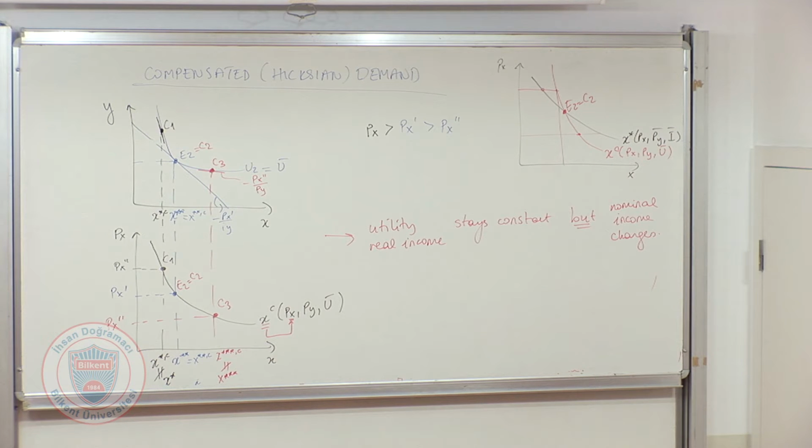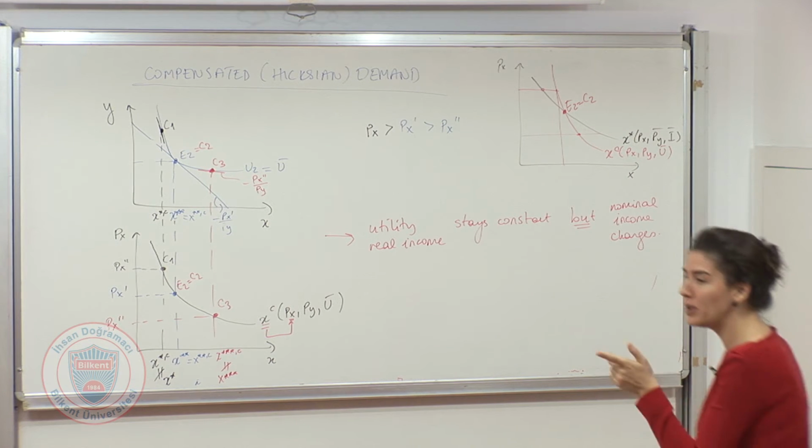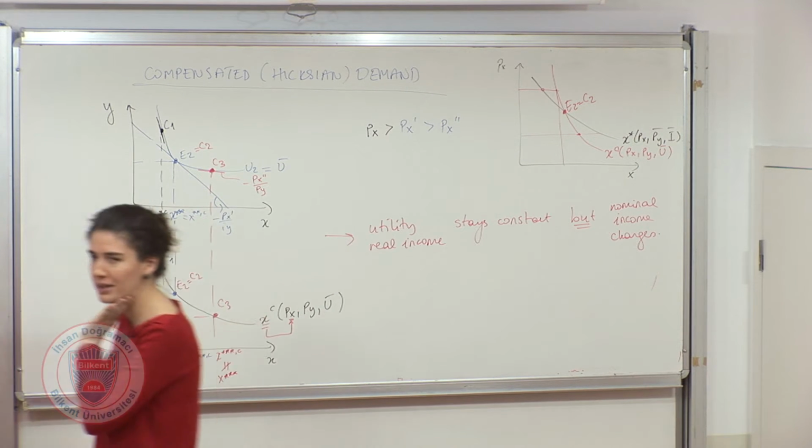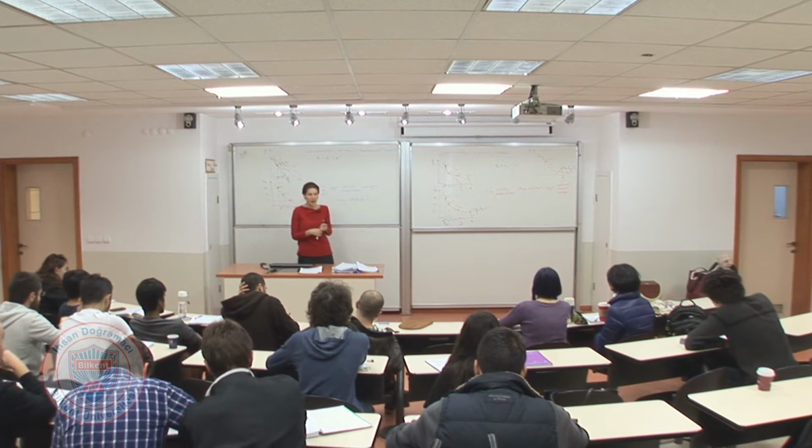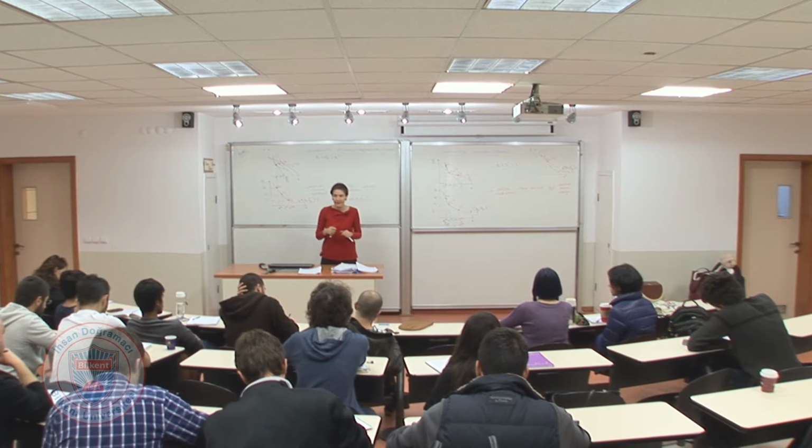We can actually say this from other dimensions as well. Remember you told me that on this compensated demand curve, because we keep compensating for the changes in real income, do we see an income effect?